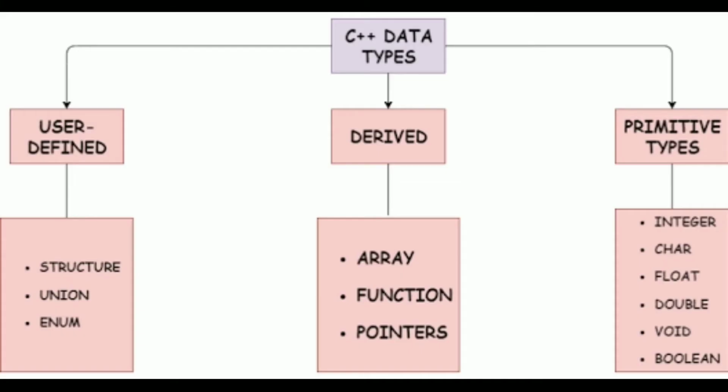Next comes what are data types. It is classified into three parts: primitive, derived and user defined. Primitive means fundamental or built-in data types. Derived means they are derived from primitive data types. And user defined means they are completely defined by the user. For now, you only need to learn about primitive data types.